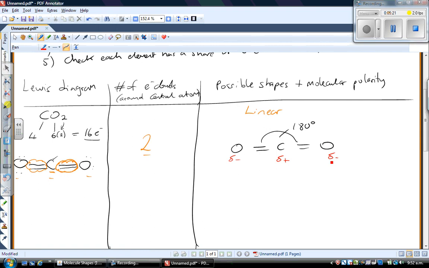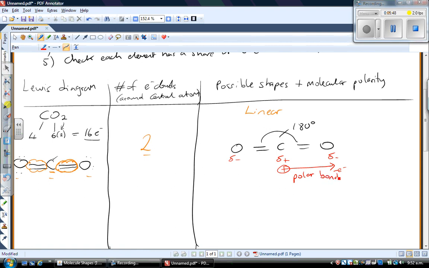Now there's another symbol you can use to represent the distribution of electrons in a polar bond, and it's this arrow here, where the end of the arrow, if you notice, forms a positive sign, so that's where the positive end is, and then the head of the arrow is where the electron density is moving towards in preference, based on the oxygen being more electronegative. So this is a polar bond.